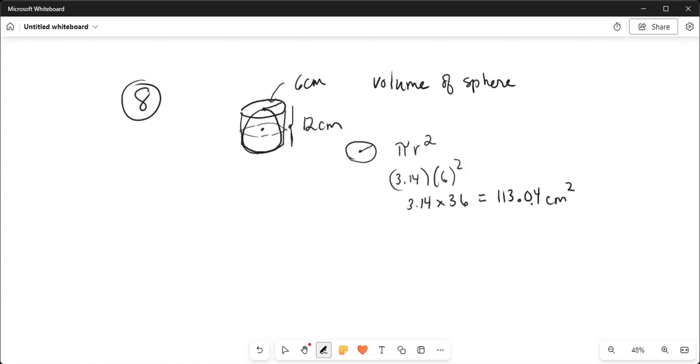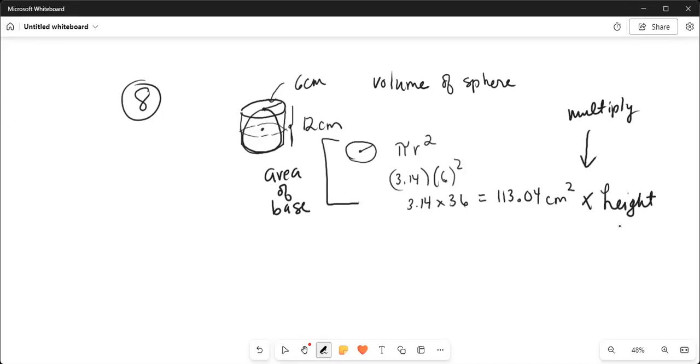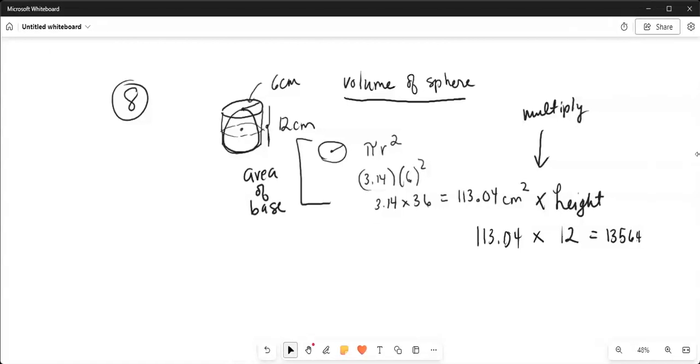Okay, so that's just the area of the base. We're going to take this area of the base and multiply it by the height in order to get the volume. Remember that sphere is sitting inside of the cylinder, so the height of the cylinder is going to be twice the radius. That means the height is going to be 12. So that's 113 and 4 hundredths times 12, which equals 1,356 and 48 hundredths centimeters cubed.